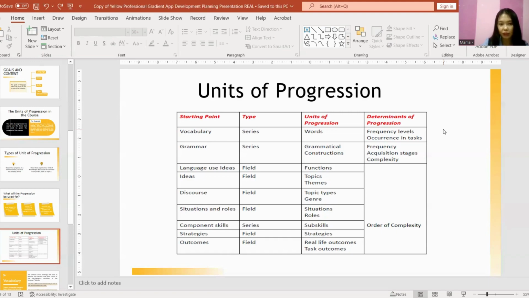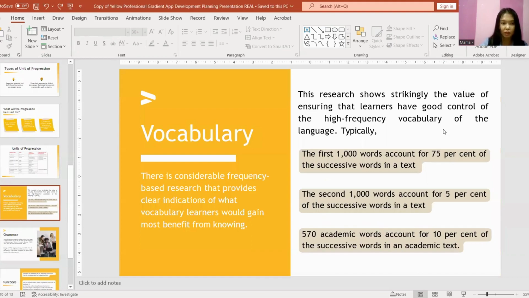Next, if the starting point is grammar, then the type is series. The unit of progression is grammatical construction, and the determinants of progression are frequency, acquisition stage, and complexity. Well, the next slides will explain in more detail about these units of progression.